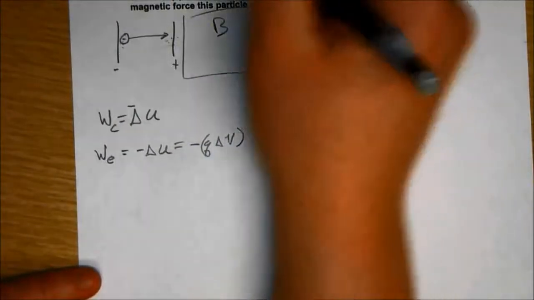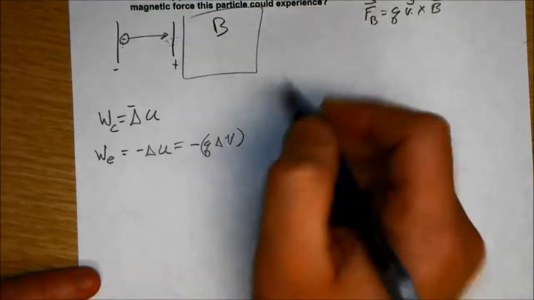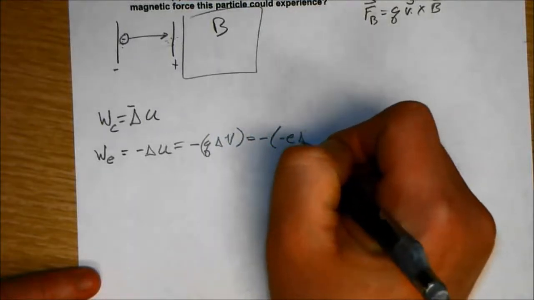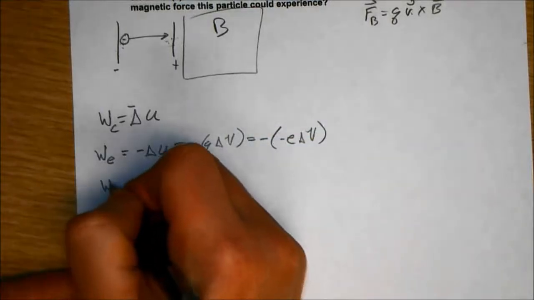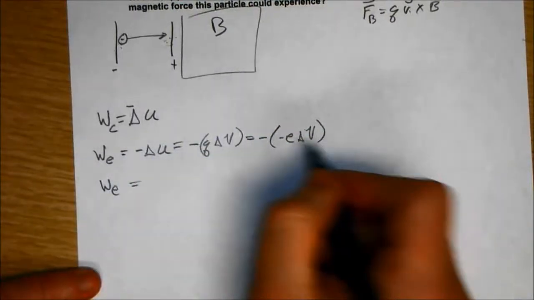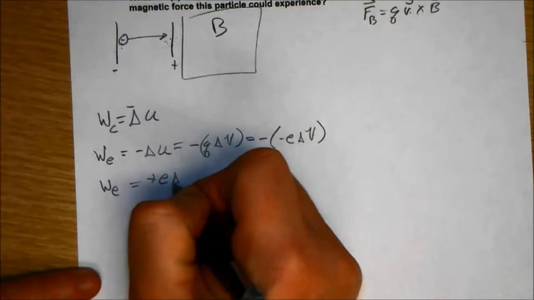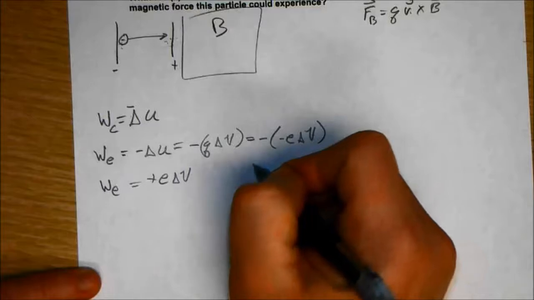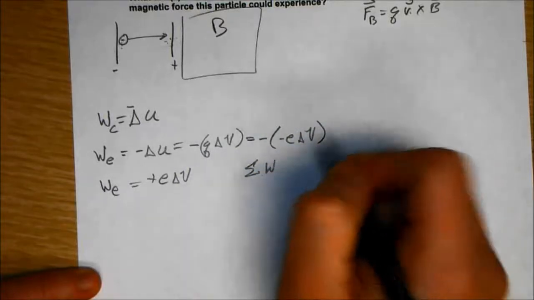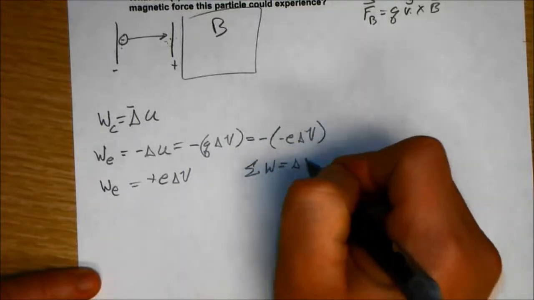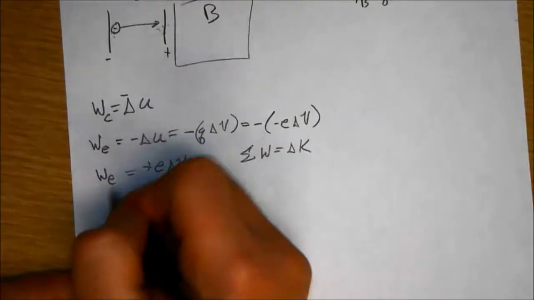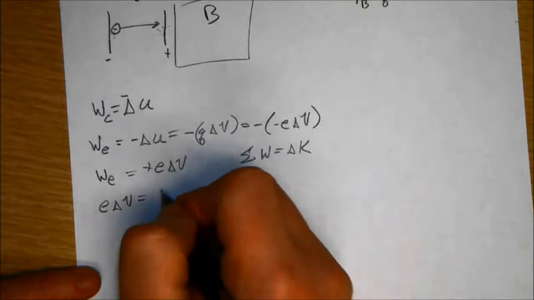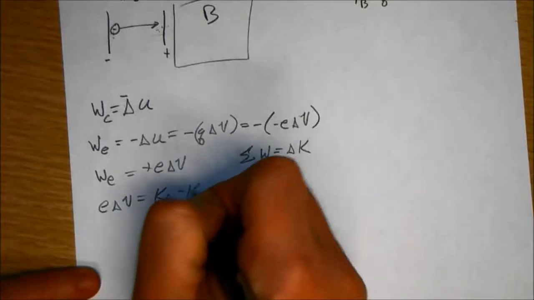And the charge is less than 0, obviously, because it's an electron. So this is negative times negative E delta V. The work then is equal to plus E delta V. And we know one other true statement: the total work done on some object is equal to its change in kinetic energy. So E delta V is equal to K final minus K initial.